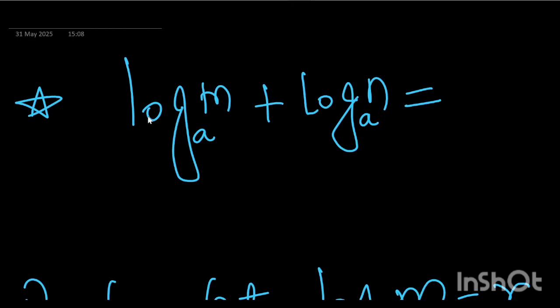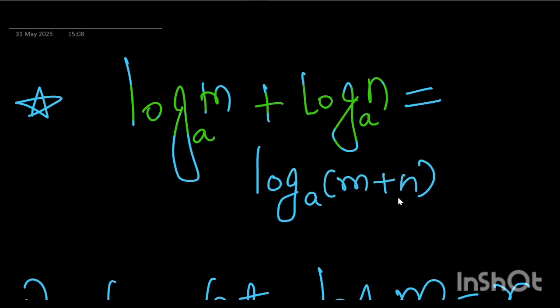So guys, the next property is: if log m base a plus log n base a are added, what will it be? Previously, they used to take the log common, and it was the wrong notion that was prevalent in the past when the log was evolving. But is this equal? Clearly it's not.